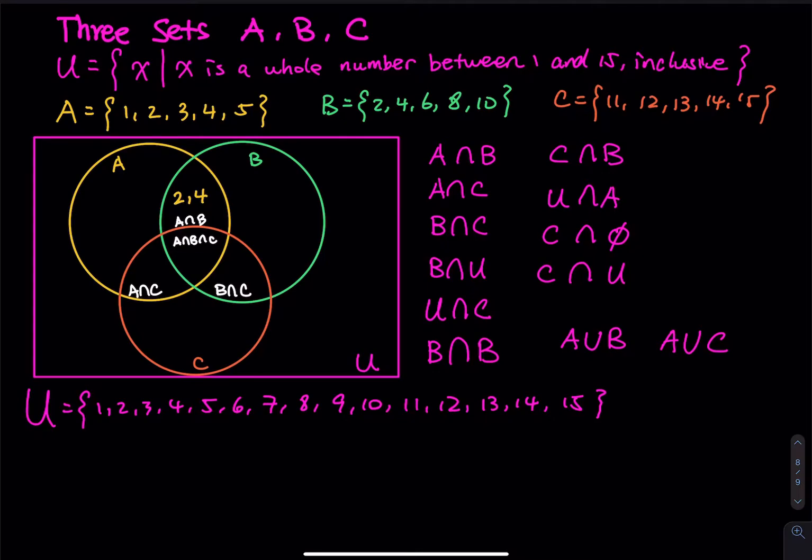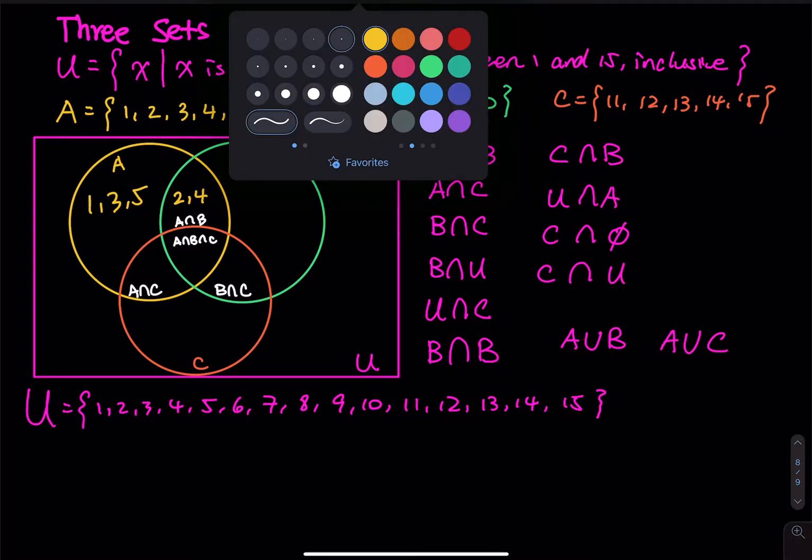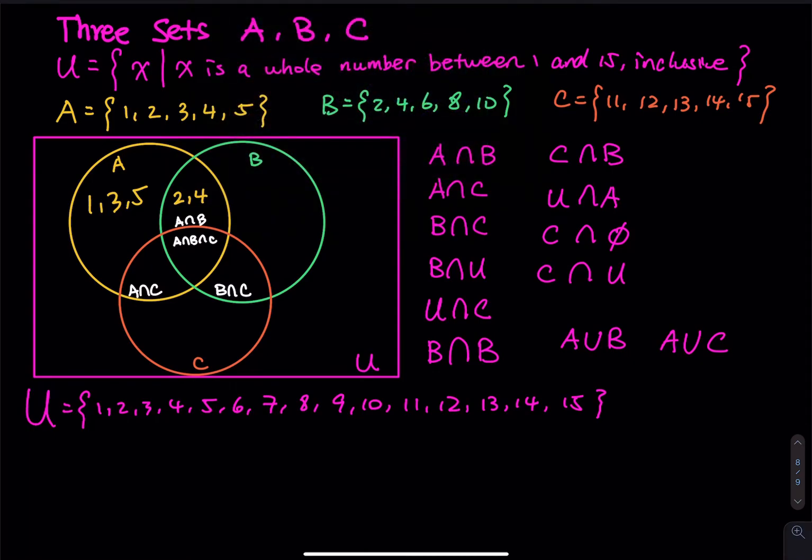Other than that, the 1, 3, 5 goes into the A circle. So 1, 3, 5 is in A. What about in the green circle? The green circle other than 2 and 4, we have 6, 8, and 10, right? So 6, 8, and 10.